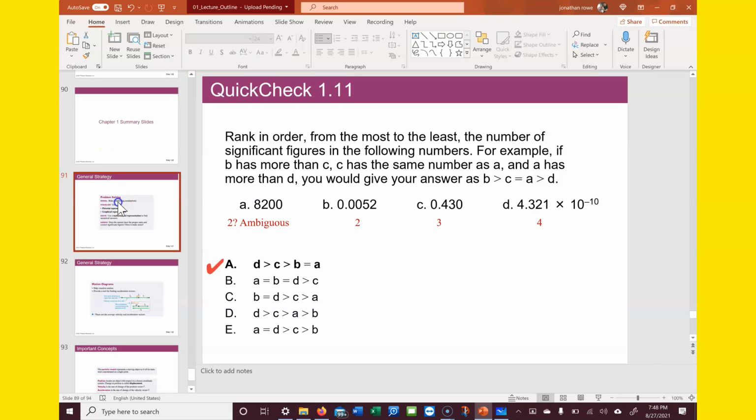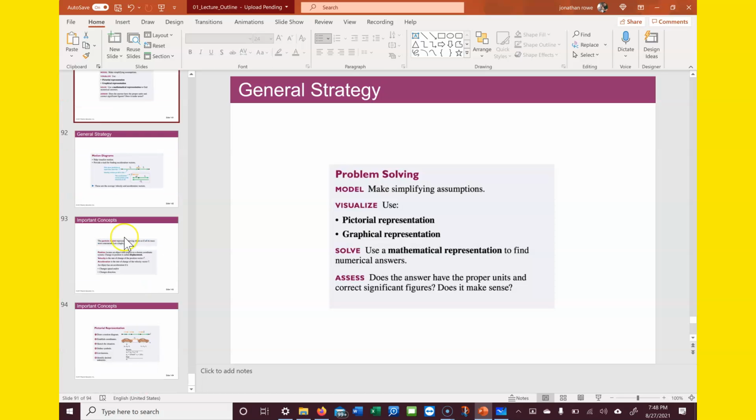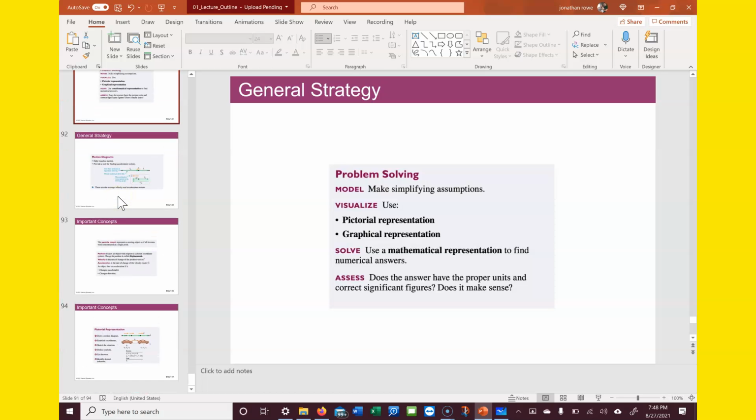All right, chapter 1 summary. Talked about problem solving. We had a little problem solving strategy here to model it, to visualize it with motion diagrams and graphs. Then we solve it using mathematical representations of what's going on, like solving an equation. And we'll talk about equations that we're going to use later. Then we assess our answer to make sure it makes sense. Is it the right number of significant figures and all that.